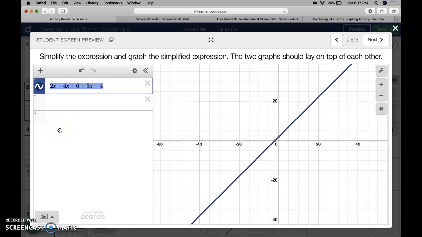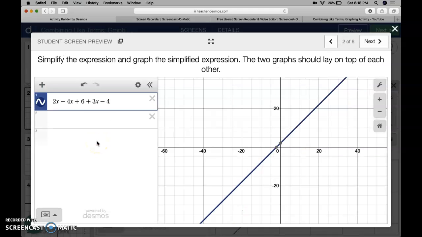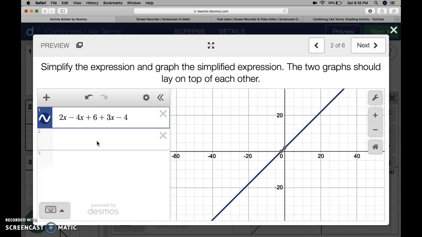And remember, we talked in class about terms. Terms in an algebraic expression are the pieces in the algebraic expression that are being added or subtracted. So here the terms are 2x, 4x, 6, 3x, and 4. Those are the pieces that are being added or subtracted.